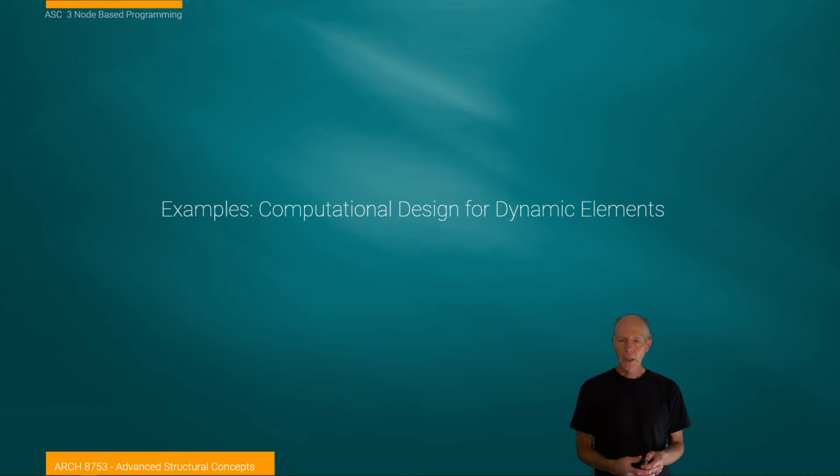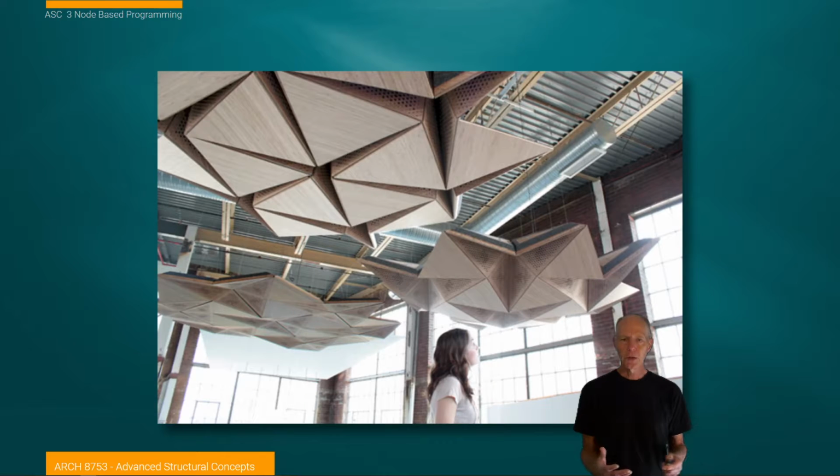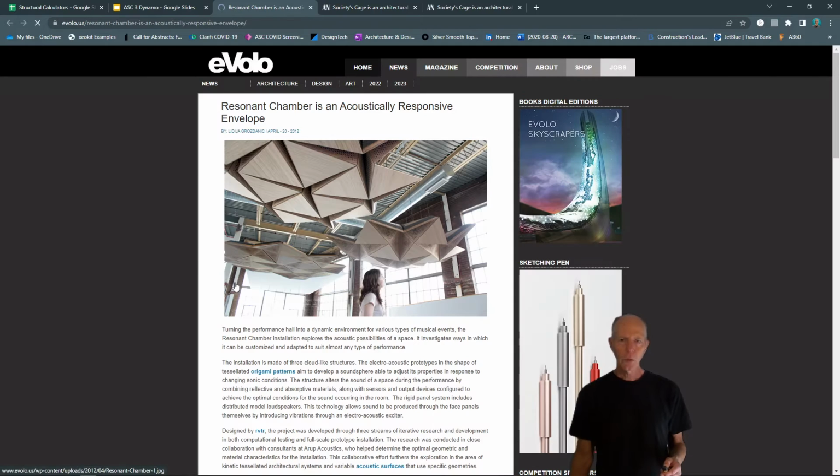Now, another way of looking at this is actually using the math in a dynamic way to actually change the shape of things or the look of things. And so here we have an acoustical panel system, and it actually changes its shape in order to respond. And I'll click out to the web link here. A resonant chamber that is an acoustically responsive envelope.